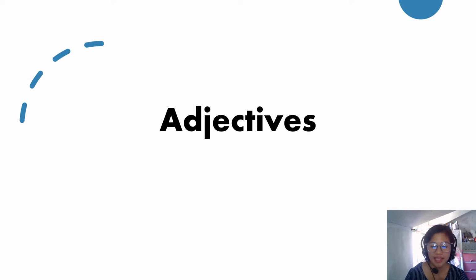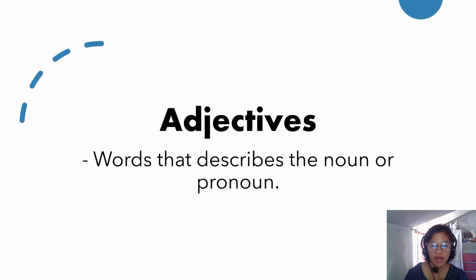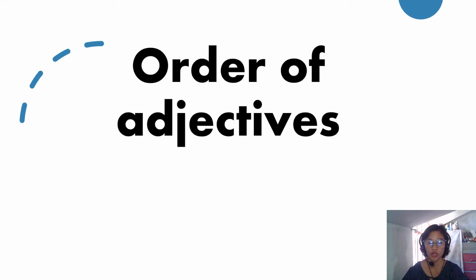Adjectives. Let us describe first what is an adjective. Adjectives are the words that describe the noun or the pronoun. Okay? So again, it describes the noun or the pronoun. Okay? It can tell the characteristic or the outside form of the noun or the pronoun.